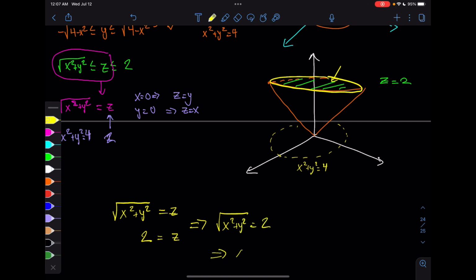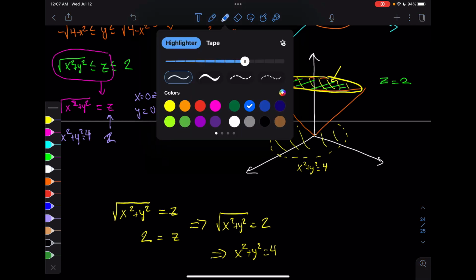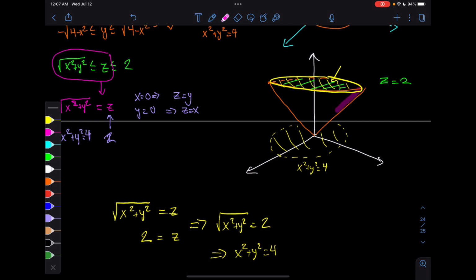And if we square both sides, we get x squared plus y squared is equal to 4. So that tells us that the top of this is basically the same circle. So where is our region of integration? Our region of integration is greater than this cone, less than the plane, over all the x and y values that fall inside this circle, right?